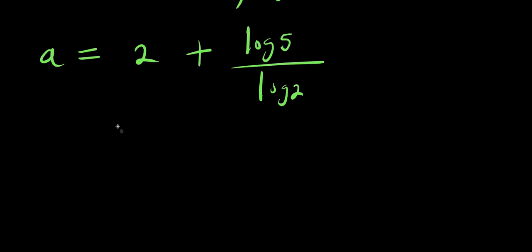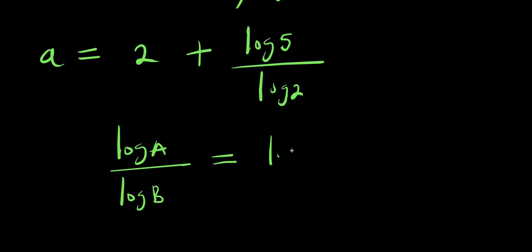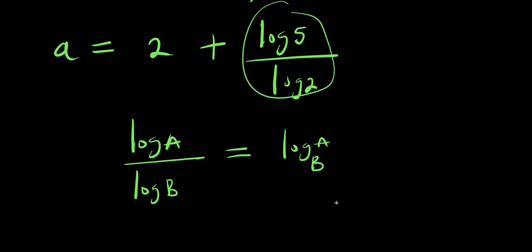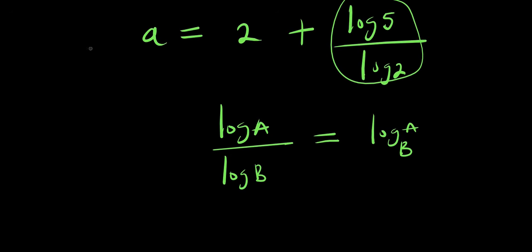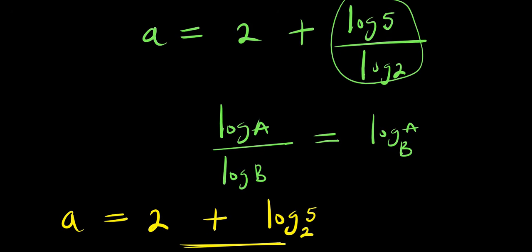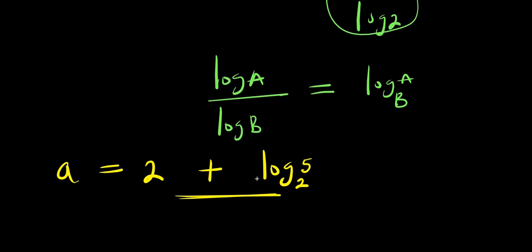And if you have log a divided by log b, this equals log a to the base of b. So applying that here, that means our a equals 2 plus log 5 to the base of 2. So this is the value of our a.